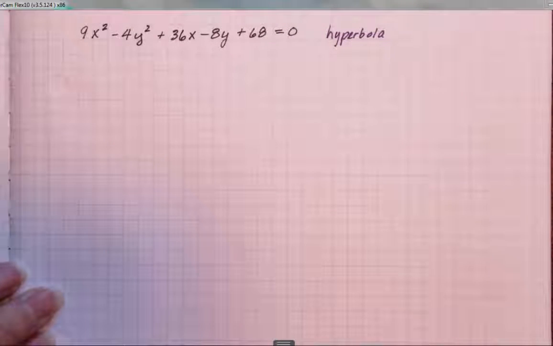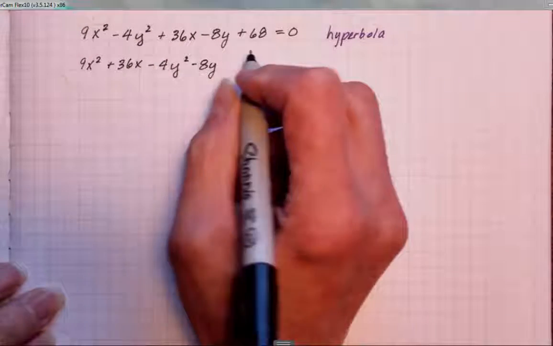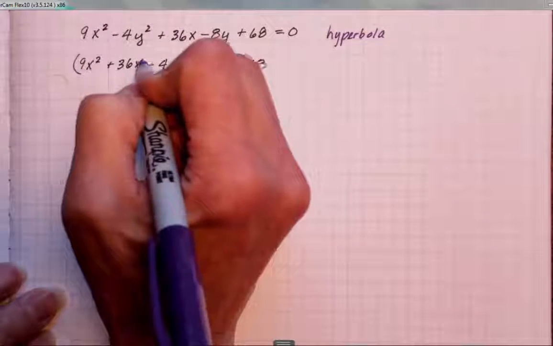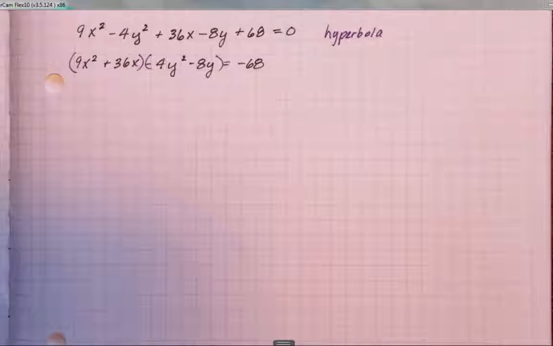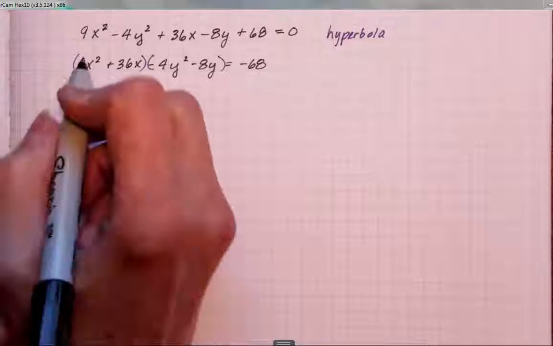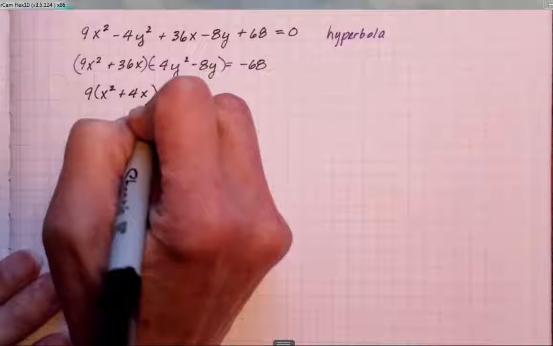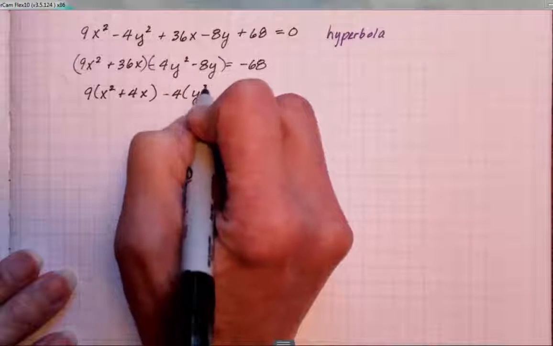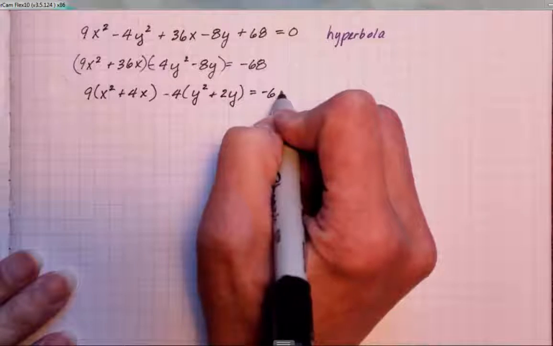Next thing I'm going to do is combine my x terms together and my y terms together, and I'm going to subtract 68 and put it on the other side. So here are my x terms, here are my y terms. I'm going to need to complete the square to get it into the standard form. To do so, I'm going to need to factor out 9 from each of my x terms. So factoring out 9, I end up with x squared plus 4x. And I'm going to factor out negative 4 from each of my y terms. So I end up with y squared plus 2y. And that's equal to negative 68.